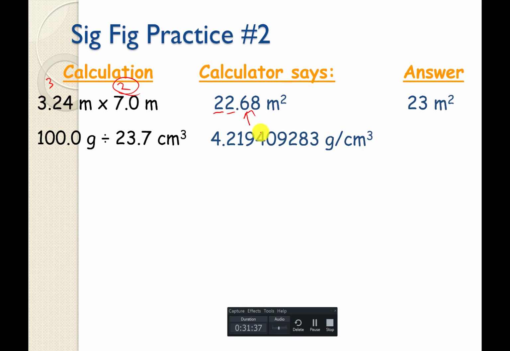Let's look at our 2 numbers in our problem. One has 4 significant figures, one has 3 significant figures. The one with the least significant figures has 3 significant figures. So we start counting from the left. 1, 2, 3. Okay. Then we look at our first non-significant figure. If it is 5 or greater, then we round the last significant figure up. So in this case, we'll be rounding up to get an answer of 4.22 grams per cubic centimeter.